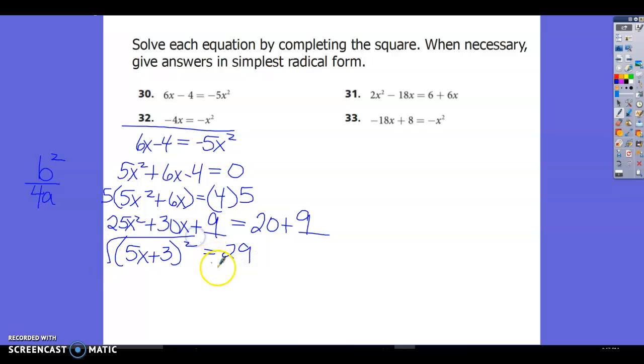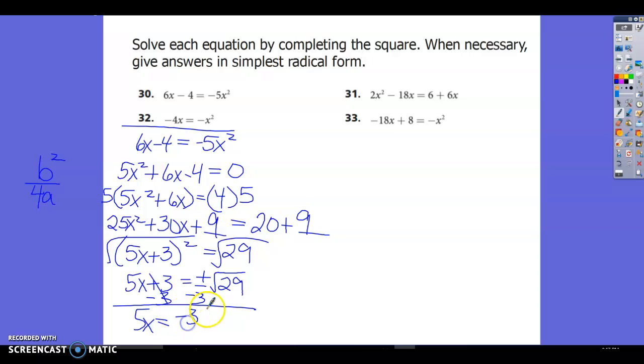Now I can take the square root of both sides. 5x plus 3 equals plus or minus the square root of 29. This is not a perfect square, so just leave it and then solve for x. So subtract 3. 5x equals negative 3 plus or minus the square root of 29. You can't combine these, so you're just going to leave them separate just like it is. I'm going to divide everything by 5. X equals negative 3 plus or minus the square root of 29, over 5.